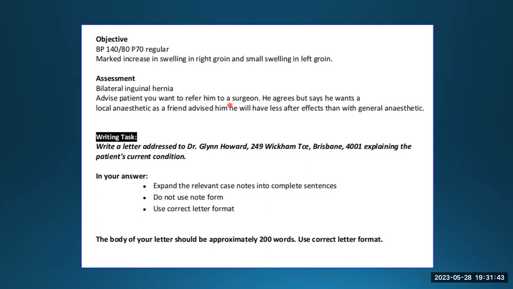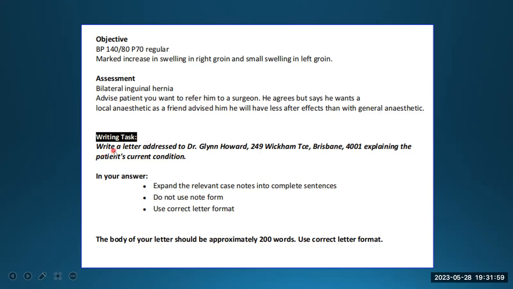Okay, things are not in our hand now. Okay, I am a GP and I want to refer him to a surgeon. Look, they used this word here: advise patient you want to refer him to a surgeon. So now you know that this is a referral letter.